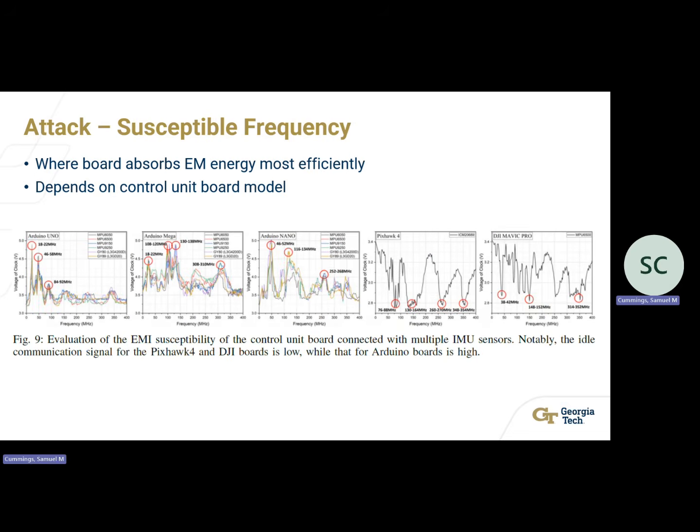Okay, now that we have an entry point, the researchers needed to know which frequency was the most susceptible, or which one absorbed EM most efficiently. And they found that this is actually control unit board dependent, as shown in those graphs, the Arduino board's susceptible frequency was very high compared to the commercial board's susceptible frequencies, which were very low.